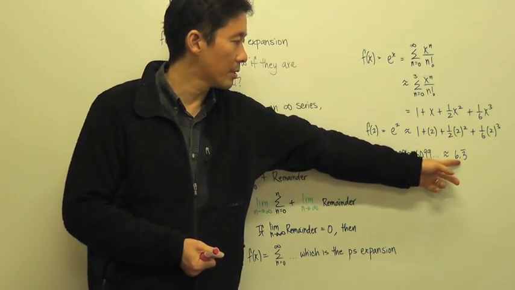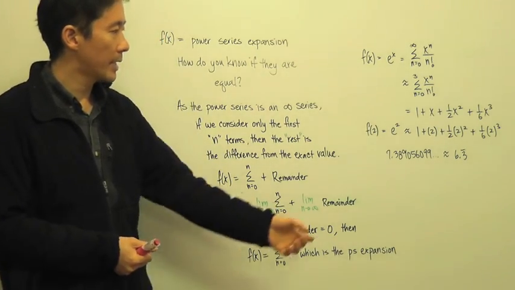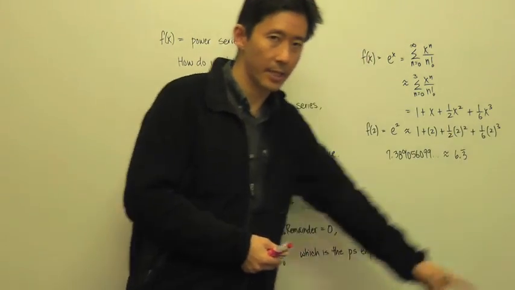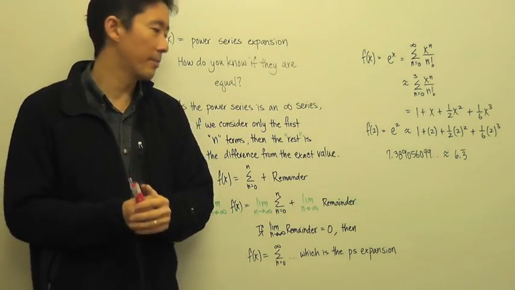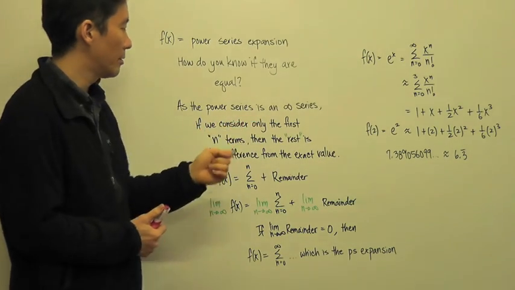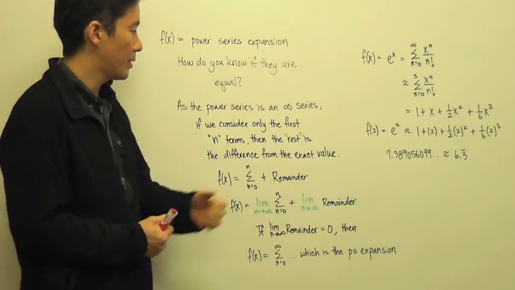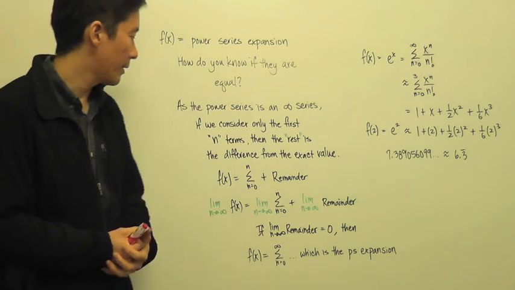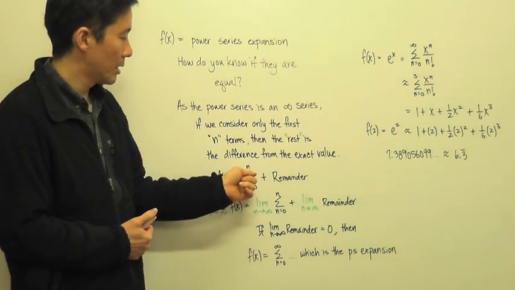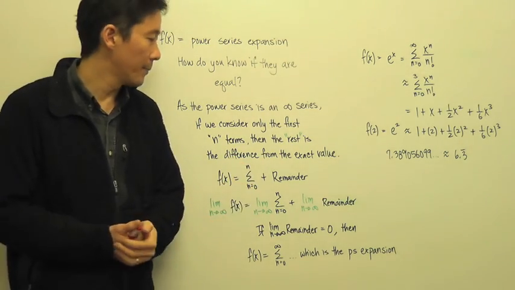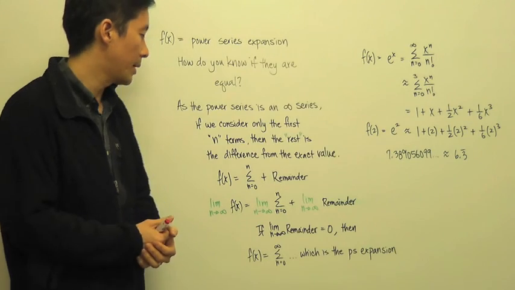Now, the approximated value is going to be 6.3 repeating, which is a horrible approximation. But the idea is that whatever is the rest is actually the difference between this value and that value. So that's what we're talking about here. If we consider only the first n terms, then the rest, which is not considered, is the difference between the exact value and the approximated value. So what we have essentially is f of x equal to a series from n equals 0 to some value n, plus whatever is remaining, which is considered the remainder, or the difference between the exact value and the approximation.